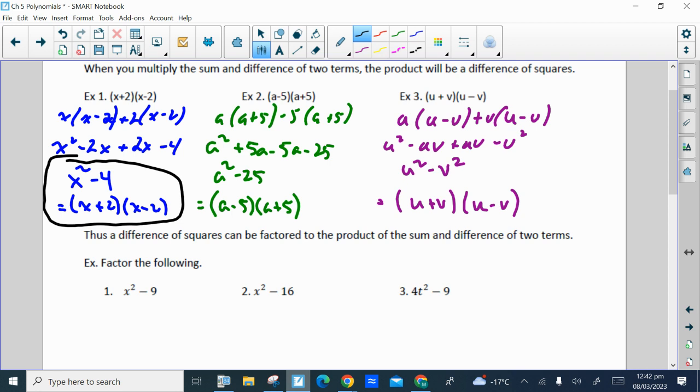The square root of x squared is x, so that's where that x and that x comes from. The square root of 4 is 2, that's where those 2's come from. And then you make one a plus, one a minus, an x plus 2, an x minus 2. There's your factors.